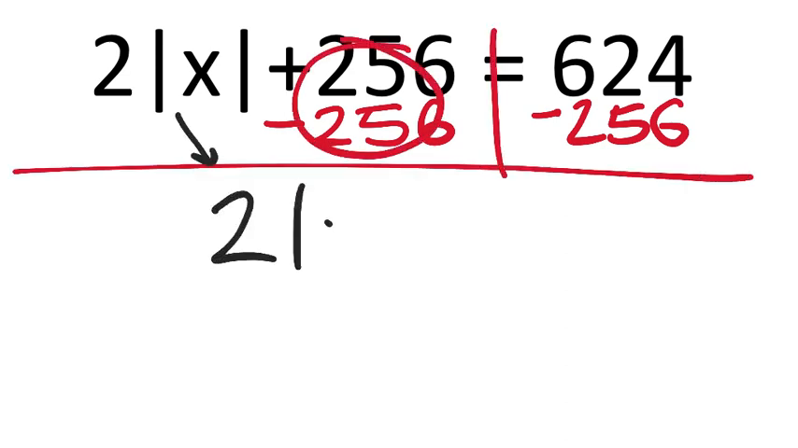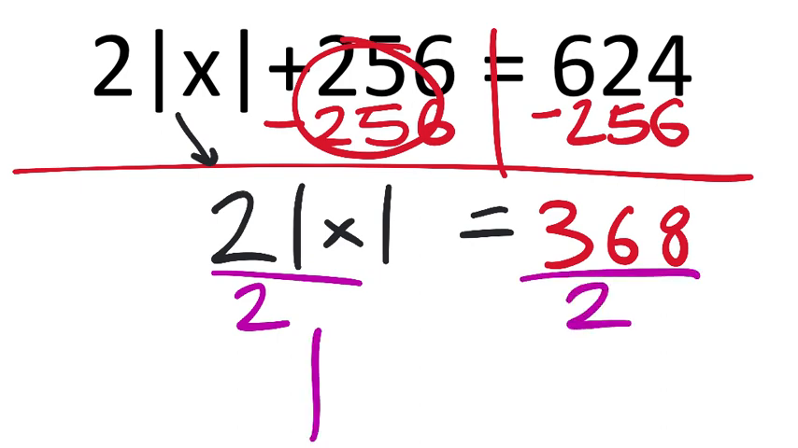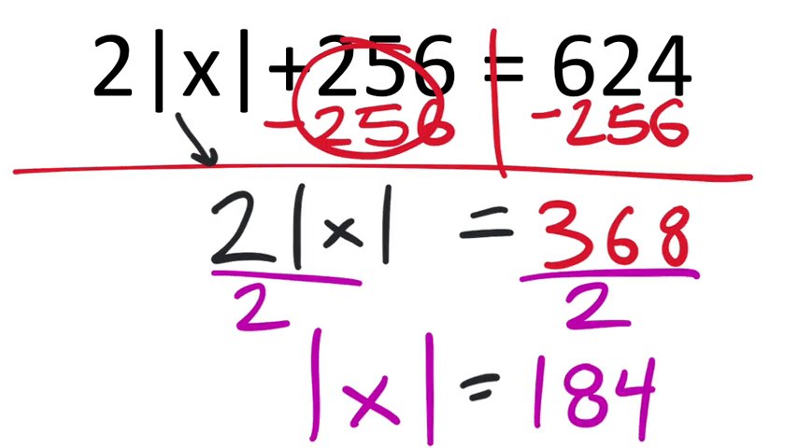Now I get 2 absolute values of x equals 368. Hopefully I did that right. Well, now, that was one principle of equality, just to isolate my absolute value. Now I'll divide both sides by 2 to make it just the absolute value of x, which now equals, it looks like, 184.